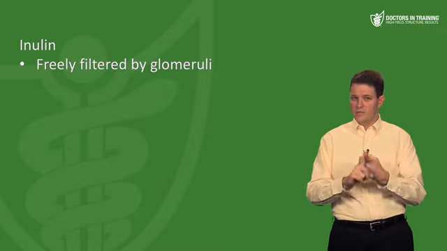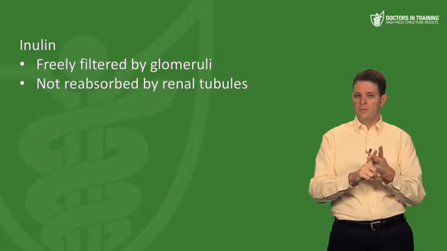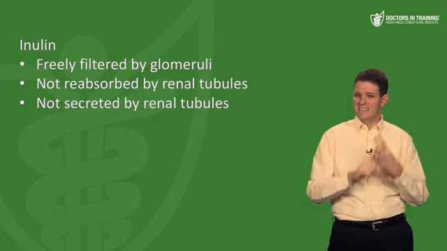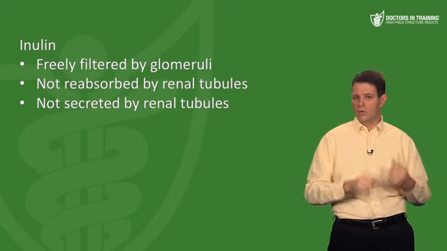Well, as luck would have it, there's a polysaccharide called inulin that has these exact properties. It's freely filtered by the glomeruli, it's not reabsorbed by the renal tubules, nor is it secreted by the renal tubules. Inulin stays in the renal tubules. It's neither reabsorbed nor secreted.